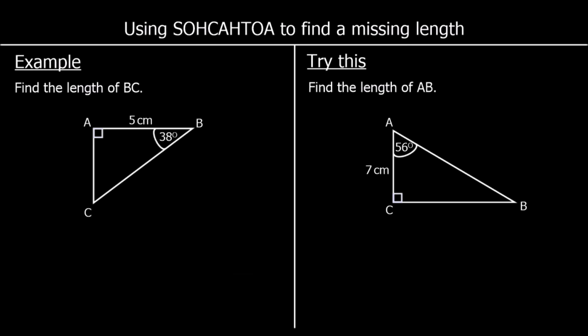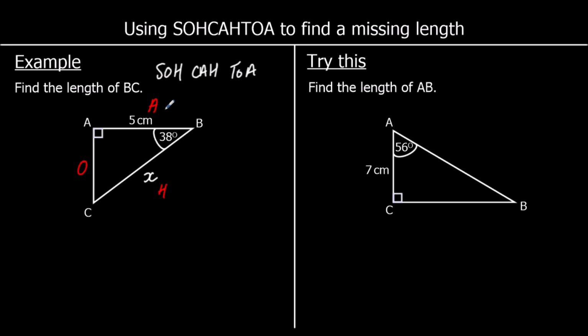Okay, another example. Find the length of BC. So we are finding BC, which is the hypotenuse, the longest side. The one opposite the angle is called O, opposite. And the one in between the angle and the right angle is called the adjacent. So we're using sin, cos, or tan. So SOH, CAH, or TOA.